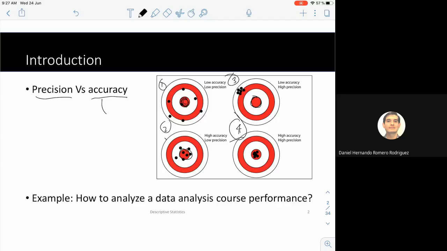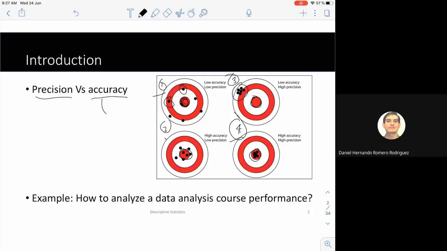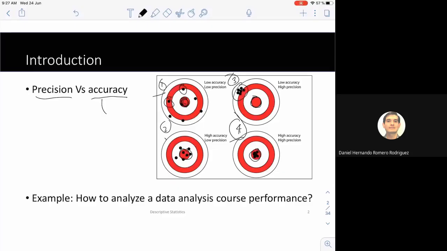Precision, on the other hand, is related to dispersion. It's related to variability, like how widespread your observations are. In the first plot, if you notice, the observations have a lot of variability. They have a lot of dispersion, right? Now, if we check number 3 and number 4, please notice that the observations are clustered together. They're close to each other. That means that they have high precision and low variability. So this is not a position metric. Precision refers to uncertainty, to how widespread your observations are.